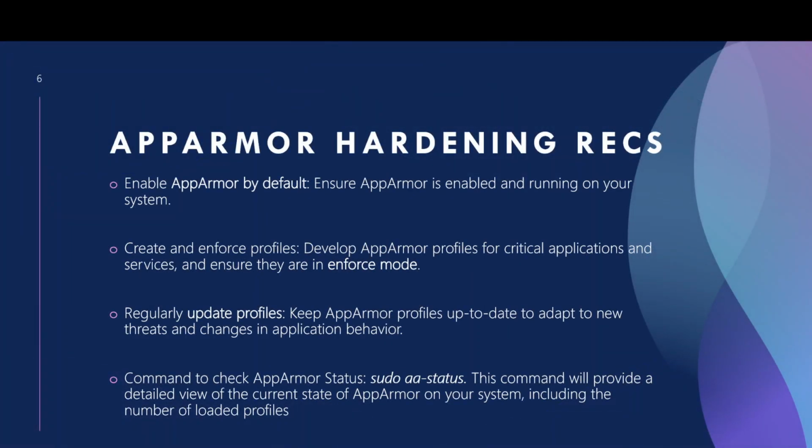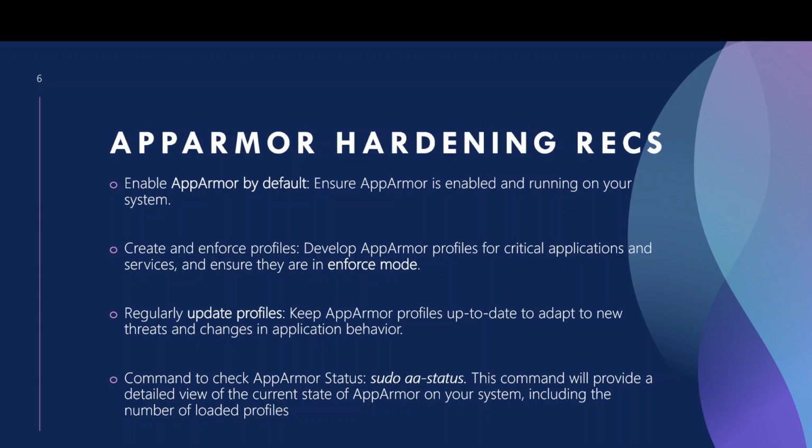So here we've got some hardening recommendations for AppArmor. A few solid things to consider would be enabling AppArmor by default. It sounds pretty simple, but it's often something that can be easily overlooked. So you want to ensure that AppArmor is enabled and running on your system. Then you've got create and enforce profiles. So develop AppArmor profiles for critical applications and services and ensure they are in enforce mode. And finally, you want to keep profiles up to date to adapt to new threats and changes in any application behavior.